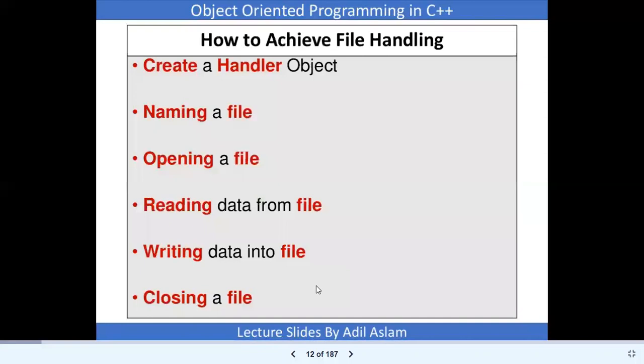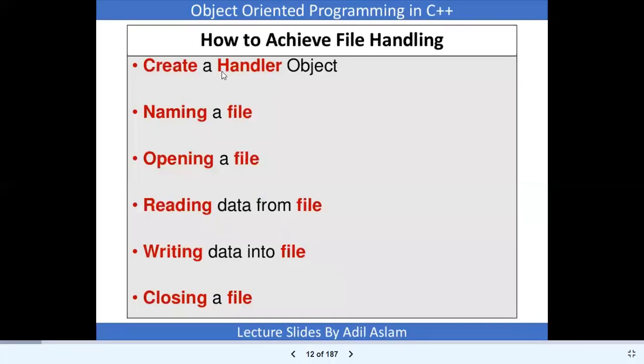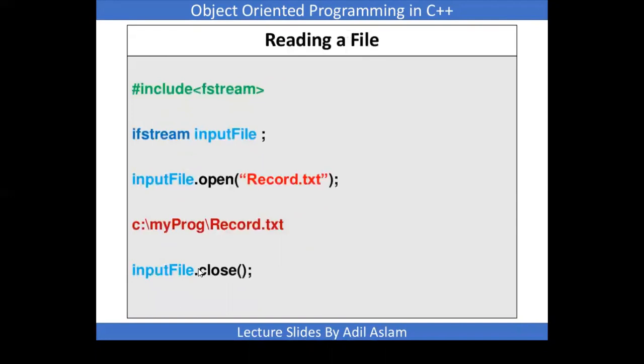So how do we achieve file handling? With the help of these steps, we handle the file. First, we create a handler object, meaning a file object. Then we name a file, meaning here we can create the file. After creating, we open the file, and then we read and write on the file. Afterwards, we close the file. These are the stepwise activities for achieving file handling.